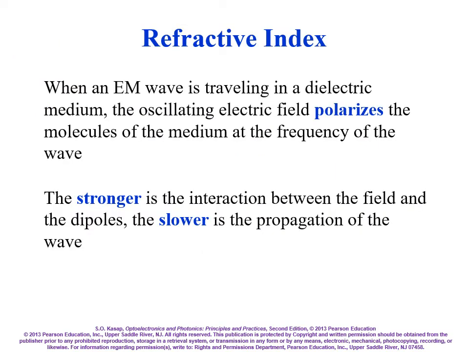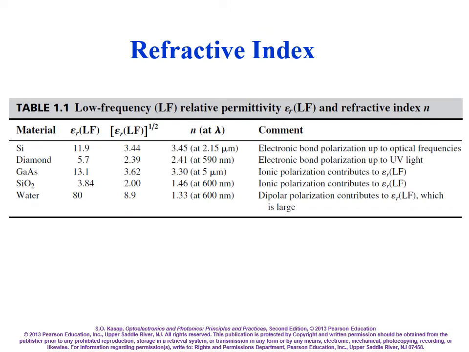Refractive index. When an EM wave is traveling in a dielectric medium, the oscillating electric field polarizes the molecules of the medium at the frequency of the wave. The stronger the interaction between the field and the dipole, the slower the propagation of the wave. Here is a table of low frequency relative permittivity and the refractive index. We can see that silicon, diamond, gallium arsenide, silicon dioxide, and water have different low frequency relative permittivity and also different refractive indexes.